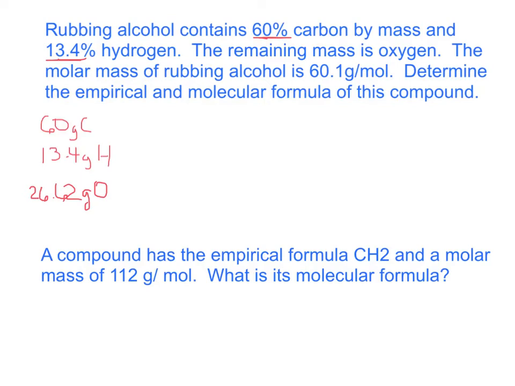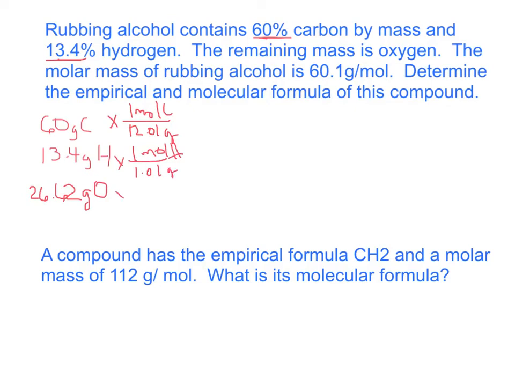Now we go from mass to mole. Again, it's just a simple mass to mole conversion. A mole of carbon is 12.01 grams, a mole of hydrogen is 1.01 grams.